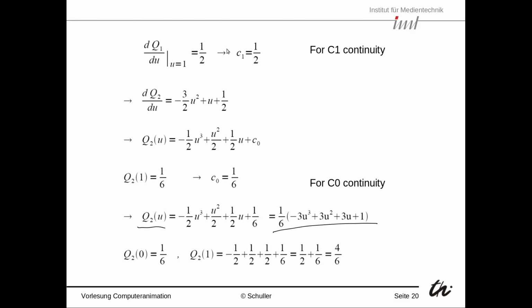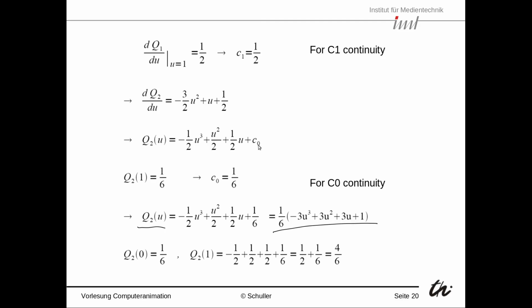So here 1/2, and that means C1 needs to be 1/2 if we set u equals 0 for the second interval. Yeah, and that means we can now plug it in. So this is then our polynomial for the second derivative. Now we can integrate it again. We get a constant C0 now.